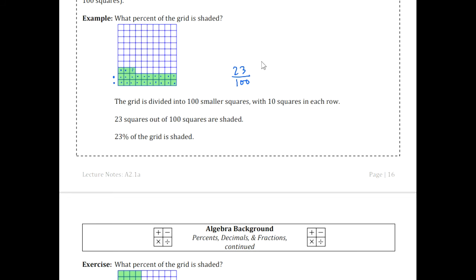So that's 23 out of 100 written as a fraction. So we can write that in the fraction format. Or we can write it as 23%, right? Per 100 with the percentage symbol behind the 23. These are equivalent ways of writing the same ratio or the same quantity. So this is the percent format there.